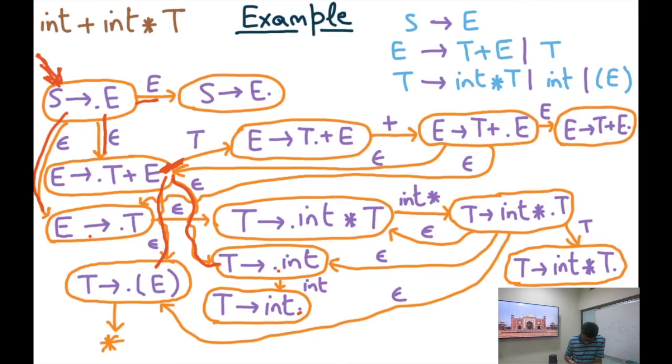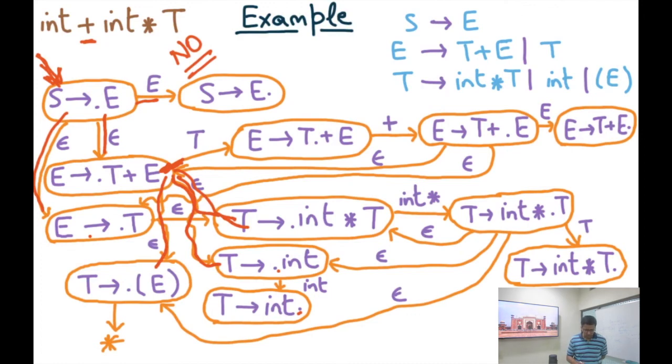So maybe I try something else. The third thing I could try here is this one, T produces dot int star T, right? If I come here, then the first token is int, that's good, but the second token is star, and that doesn't match our second token, plus. So even here, I'm going to get stuck. In fact, for this particular string, there is no path in the NFA that's going to consume the entire string. And so this is actually not a viable prefix.